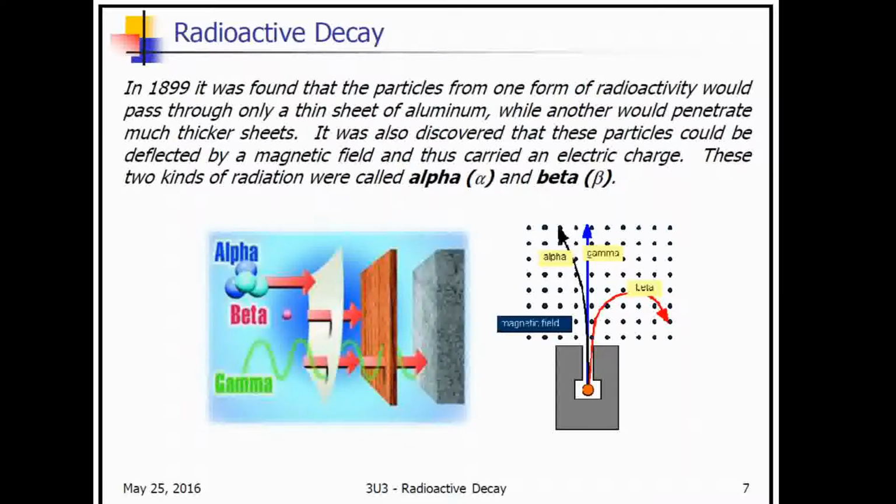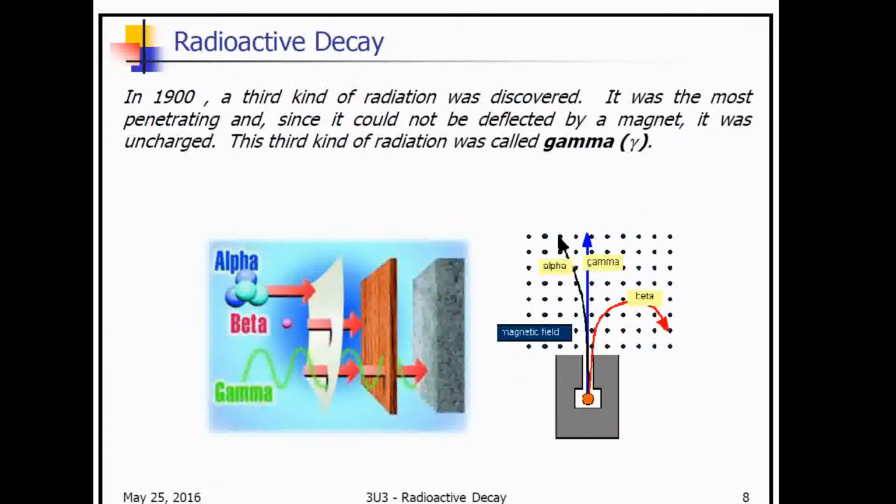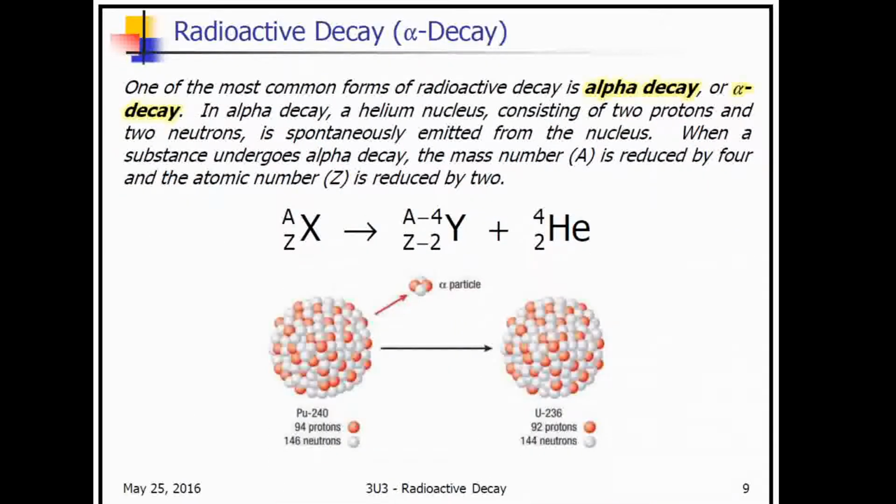Beta radiation would pass through that thin sheet of aluminum, but it would be stopped by other thicker sheets or other types of materials. And gamma radiation would pass through anything except for very heavy things like lead. So gamma radiation is what we call the most penetrating type of radiation. You may have heard of alpha, beta, and gamma radiation, but you might not know exactly what they are. And we're going to get into what they are on each of these subsequent slides.